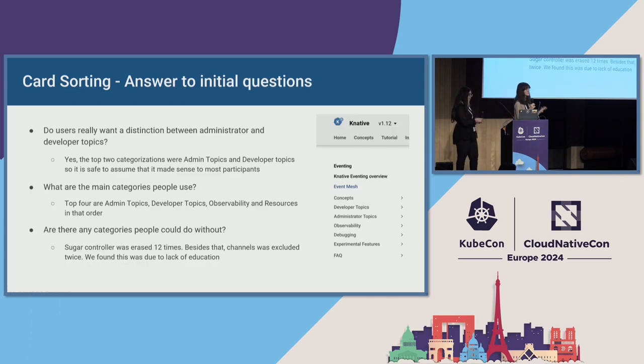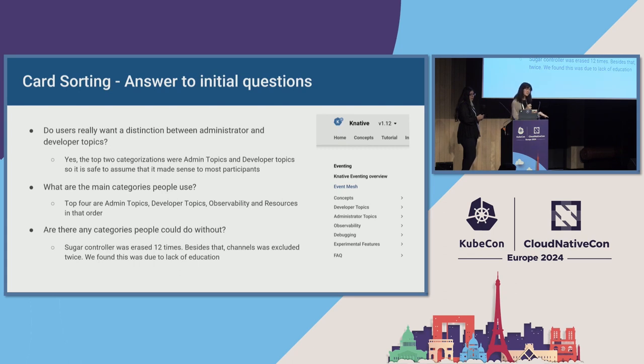Okay, so back to our original questions. Do people really use a distinction between administrator and developer topics? In our specific use case, the answer was yes. It was actually the two top used categories that people used to make sense of what was in the left submenu, followed by observability and resources.